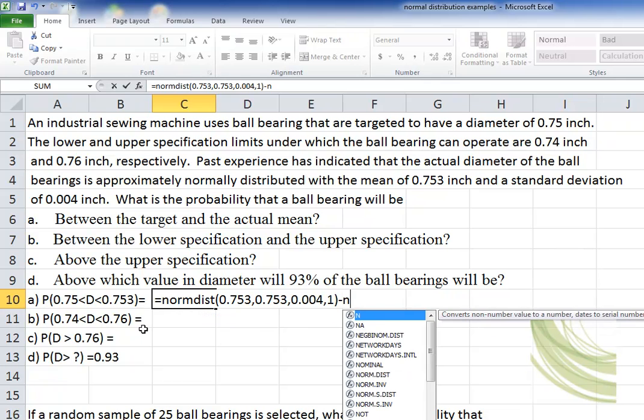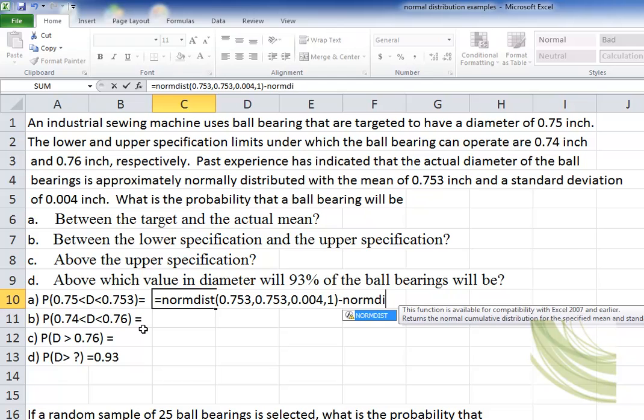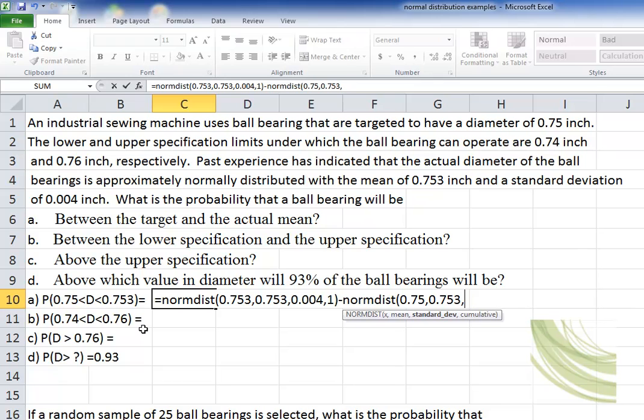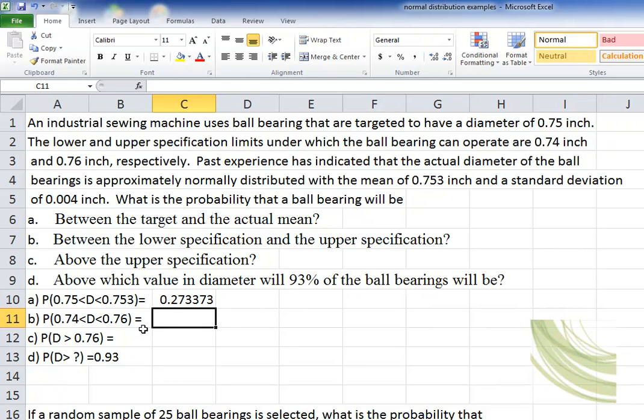Minus NORM.DIST, then target value 0.75, comma, 0.753, comma, 0.004, then 1. Okay, let's see if any missing for the formula. It looks okay, so press enter. So the probability is about 27%.